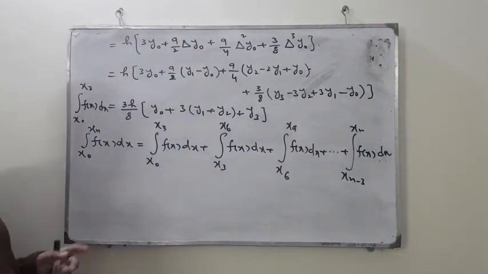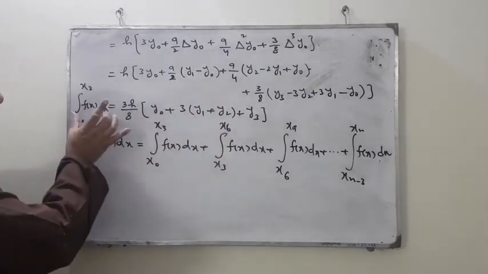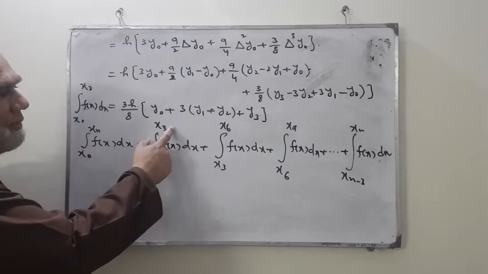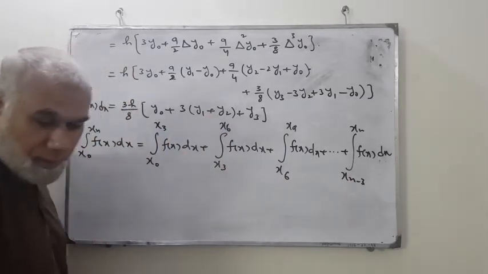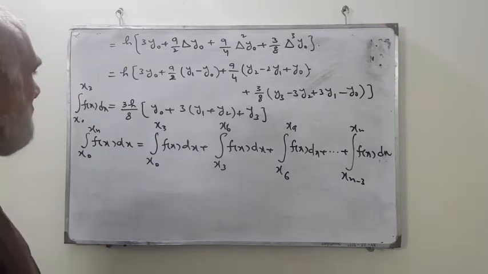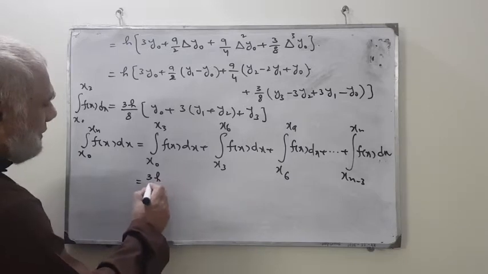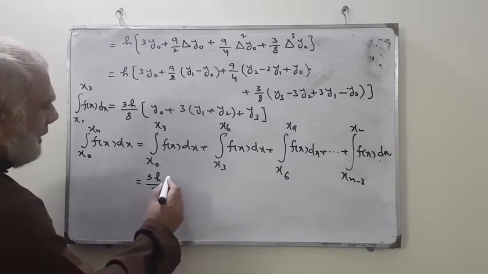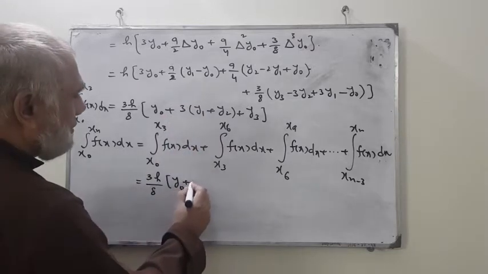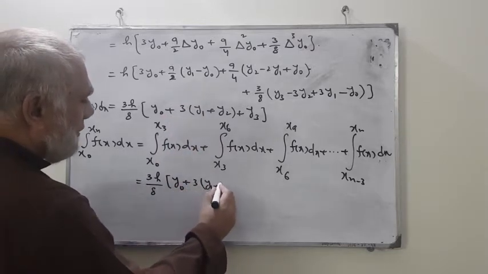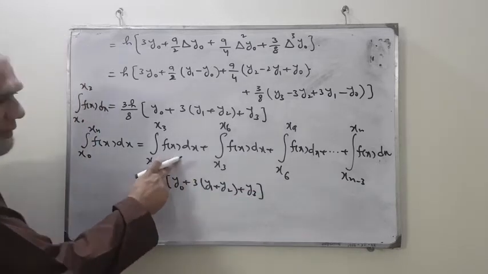After doing this, the next step is to bring in the values. You can see this is the value for the interval from x0 to x3. A similar kind of result for the others and so on can be written down. After substituting the values, we get 3h by 8. Inside this is y0 plus 3y1 plus 3y2 plus y3, which is the output for the first integral.